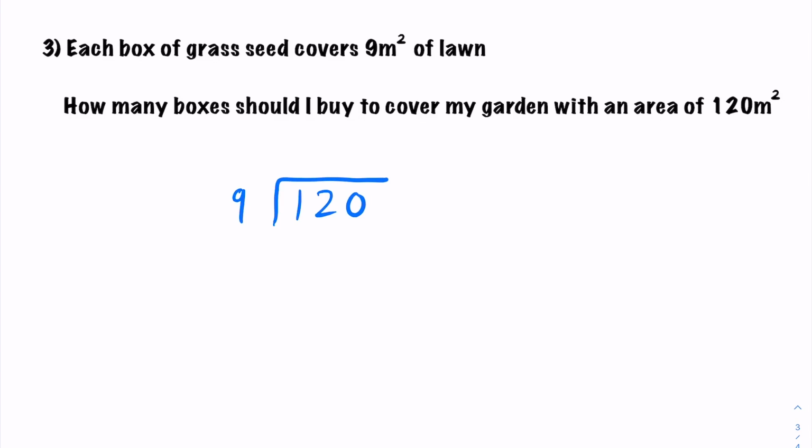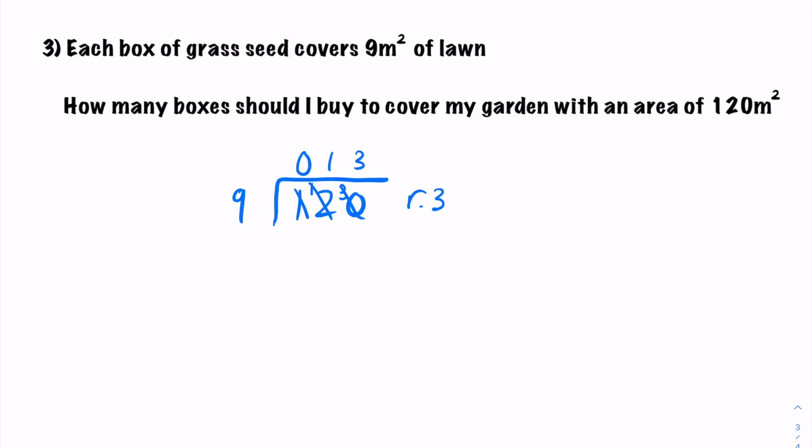So how many 9s go into 1 would be none. How many 9s go into 12 would be 1 with a remainder of 3. How many 9s go into 30 would be 3 with a remainder of 3. And again, we've run out of room. Okay, so remainder 3, we'll put R3 here. So there's actually no need to go any further, because since we only need to know how many boxes we need, well, we know we need 13 and a bit, we need 13 point something boxes.